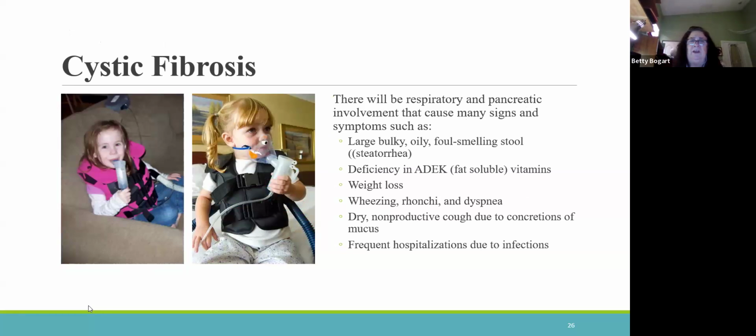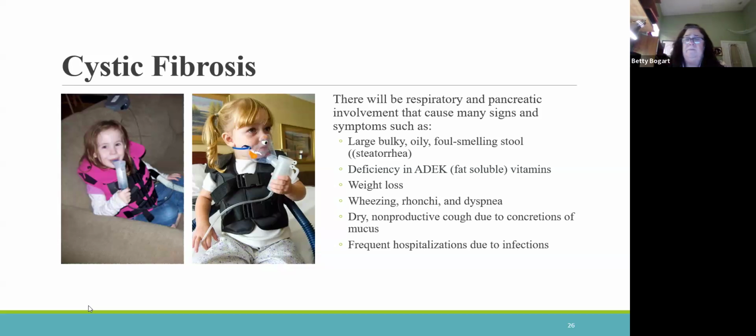So, what are things that you see because of the respiratory, all the mucus, and the pancreas? What do you see? Well, one of the things I said, the pancreas is not giving enough enzyme to digest fat. So if you eat fat, it's still there, but it makes the stool large, bulky, extremely oily, and the worst stool smell that you'll ever smell. It's also called steatorrhea. Because you're losing fat, you're also losing fat vitamins, A, D, E, K.